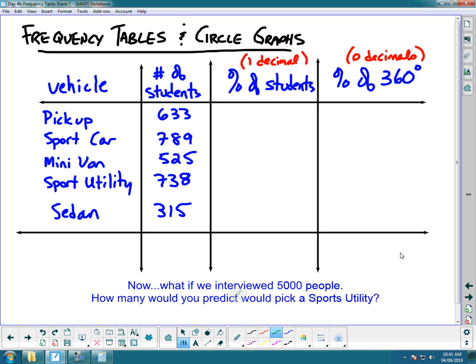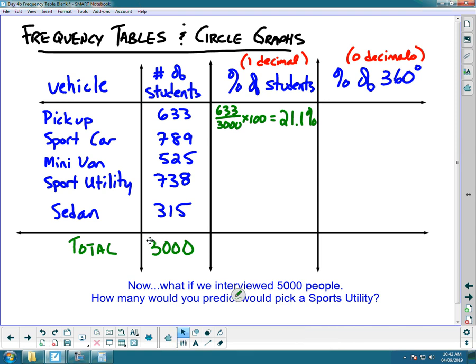Okay, so hopefully you've had a chance to do this. You could compare with a friend to see how you did. I'll quickly show you the answers and where they came from, and then I'll give you some work to practice. In this case, we've got 633, 789, 525, 738, 315. If I add that up, I get a total of 3,000 people who were surveyed. So I'll use that for each of my percentages. This would be 633 divided by 3,000 times 100, which gets us 21.1%. You'll see that I've asked for 1 decimal place here.